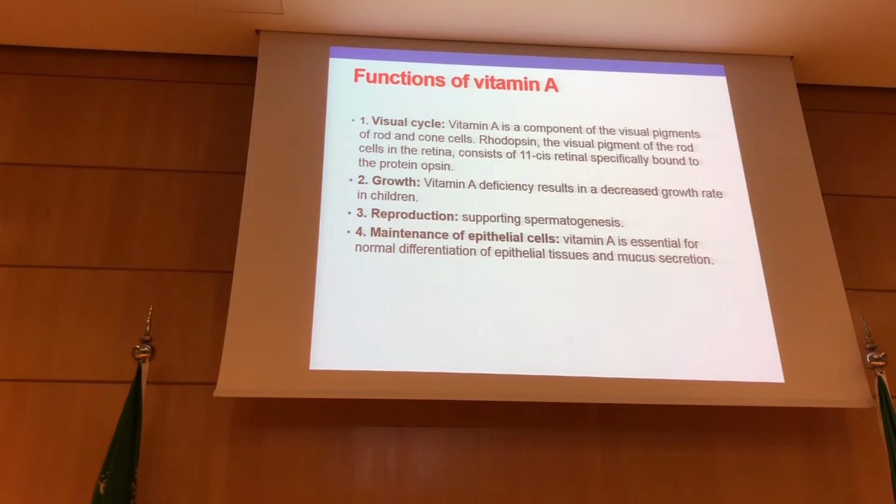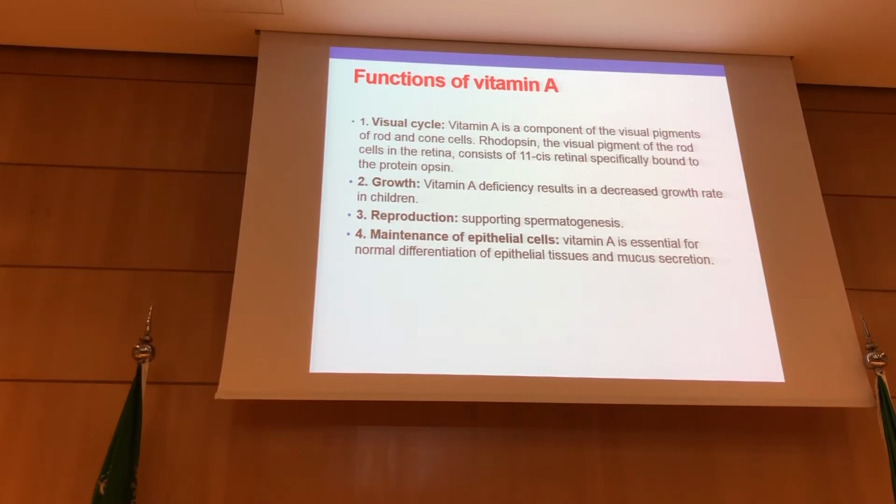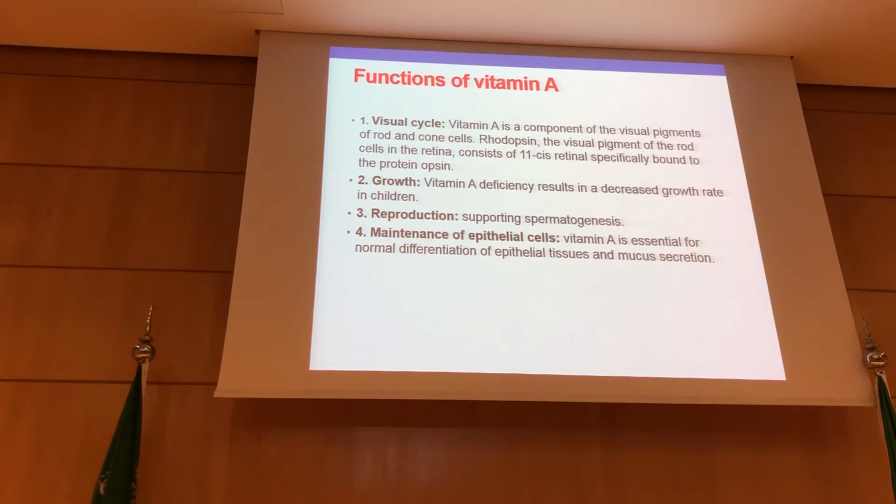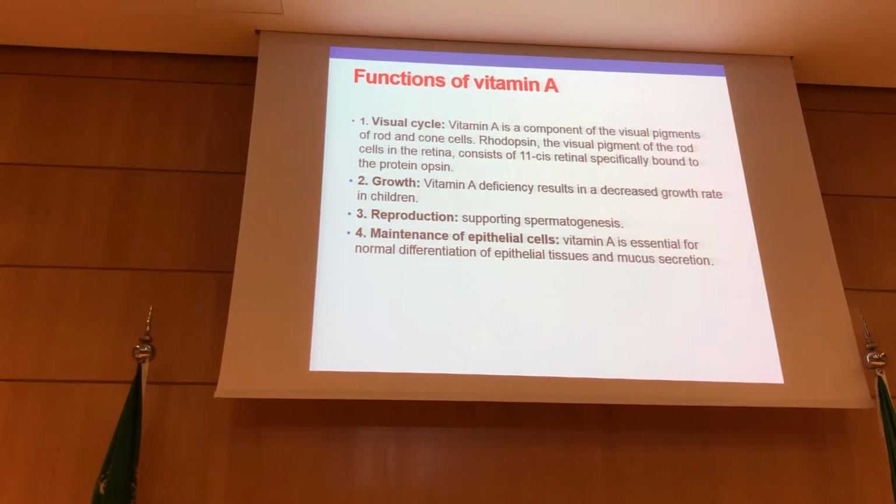So what are the functions of vitamin A? The major function of vitamin A is that it is involved in the visual cycle. Why? Because vitamin A in the form of 11-cis retinal will bind to a protein called opsin to form rhodopsin. Rhodopsin is the visual pigment, so it's needed for vision. That's why deficiency in vitamin A can cause what we call night blindness. So the patient cannot see when it is lightly dark.